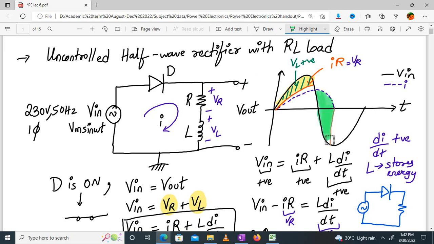Green color portion represents what? VL is negative. VL is negative now, because energy is stored over here in negative direction. Energy negative means what? It's not taking energy, it's supplying energy. In this scenario, whenever the inductor is giving back the energy, your inductor will no longer act as a load. It will act as a source itself. It will not act as a load, it will act as a source which is providing the energy.